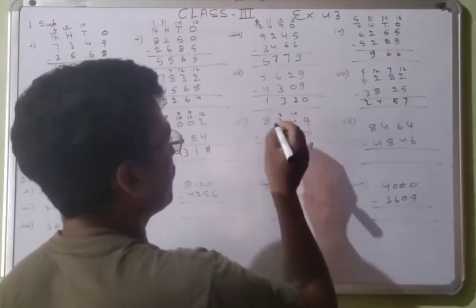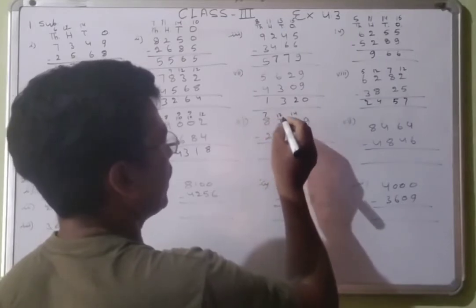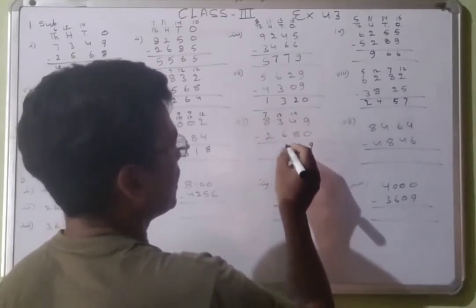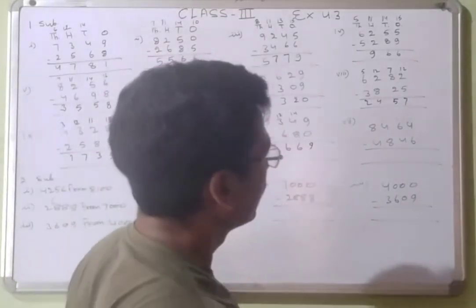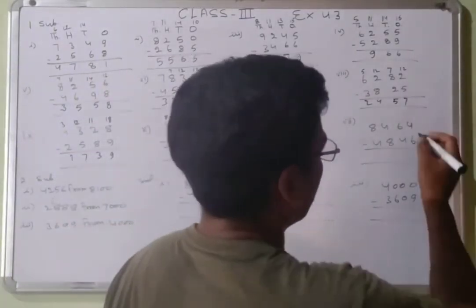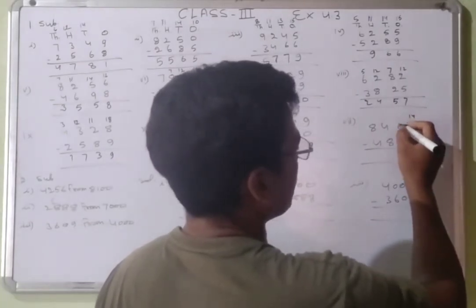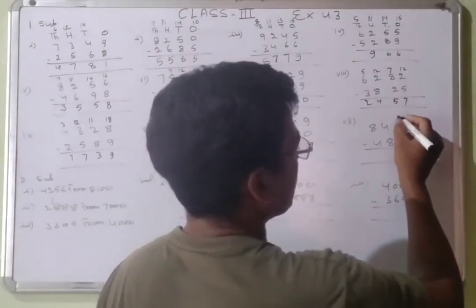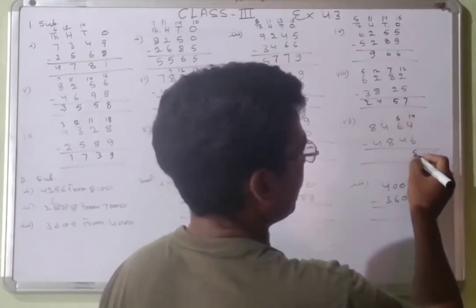2 minus 6 is not possible. So this will be carry by 7 or this will be 12. 12 less 6, 6. 7 less 2, 5. Similarly here 4 less 6 is not possible. So by carry this is a 14 or this is 5. 14 less 6, 8.